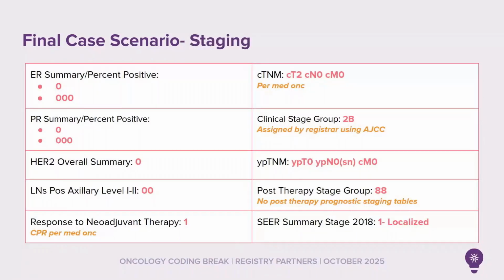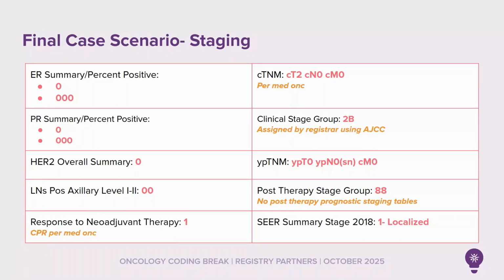Okay, first we're going to go through the staging and coding of SSDIs. The ER summary and percent positive, so the ER was negative, so these will both be zeros. The PR was also negative, so these are both also zeros. HER2 summary was 1+, we code that as -0. The lymph nodes positive, axillary level 1 through 2. There were 2 sentinel lymph nodes that were negative on resection, so we can code 0. In the response to neoadjuvant therapy, there was a statement of complete pathologic response from the MD, and we code this as 1.